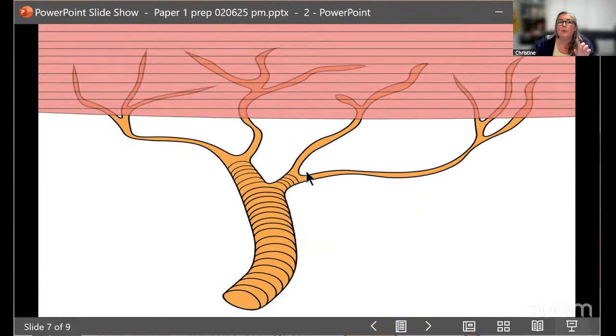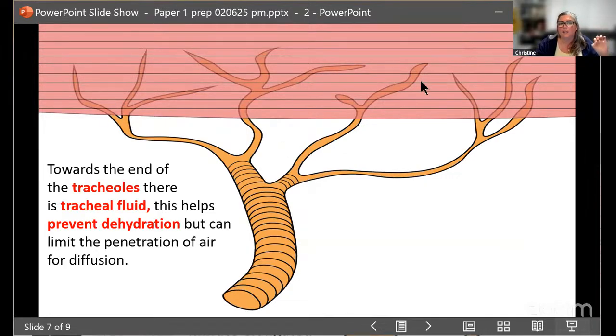So it's important to note towards the end of the tracheoles, there is tracheal fluid. So you asked what do you need to know about tracheal fluid. Tracheal fluid is there because we need to prevent dehydration. So we need fluid to be moved to the area to prevent the dehydration of the cells. Remember, cells are made up of a membrane and cytoplasm, all this stuff together. And if the water on the surface is evaporating, then water is going to move from an area of high concentration to an area of lower concentration, and potentially cause the cells to dehydrate. So to ensure that, the insects create the tracheal fluid. So that's to prevent dehydration.